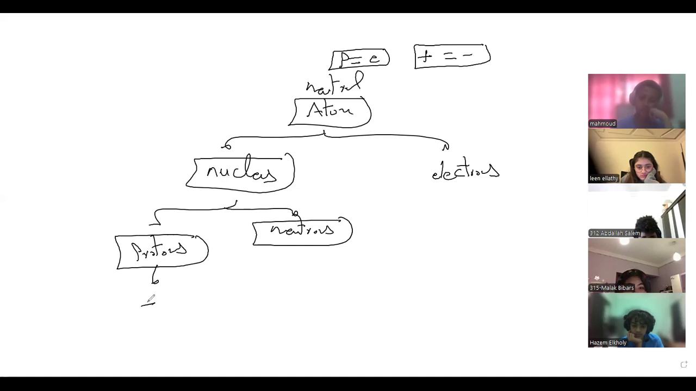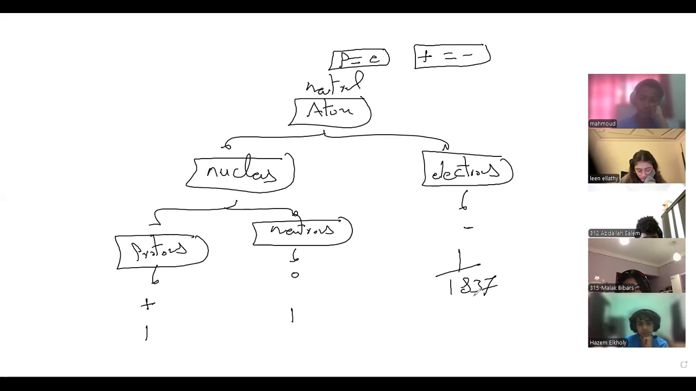Protons positively charged, neutrons neutral or zero charge, electrons negative charge. Mass of protons, we said 1, neutrons 1, electrons 1 over 1837, or approximately 1 over 2000. So this is the structure of the atom. Nucleus contains protons and neutrons and revolves around them electrons. And the atom is neutral because the number of positive charged protons equals the number of negative charged electrons.